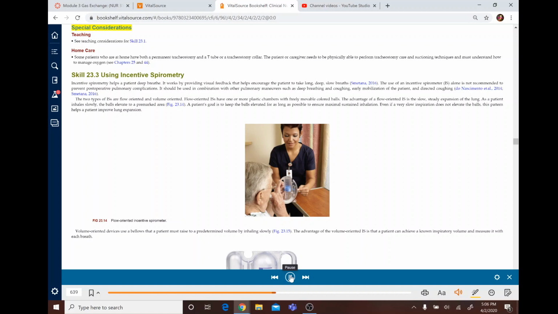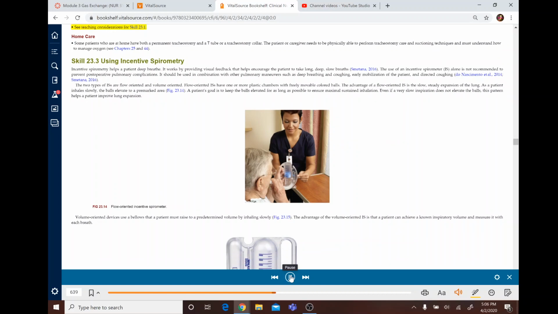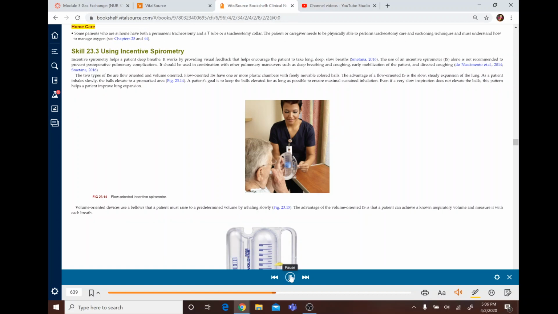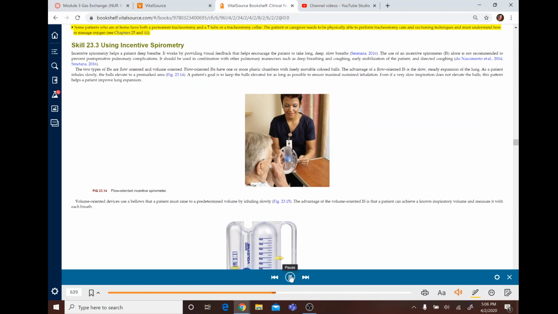Special considerations. Teaching. See teaching considerations for Skill 23.1. Home care. Some patients who are at home have both a permanent tracheostomy and a tube or a tracheostomy collar. The patient or caregiver needs to be physically able to perform tracheostomy care and suctioning techniques and must understand how to manage oxygen. See Chapters 25 and 44.